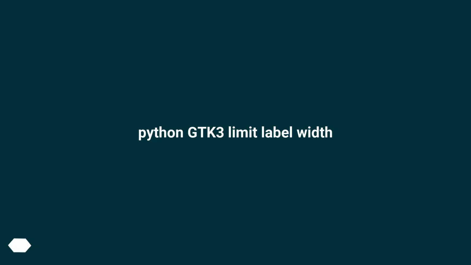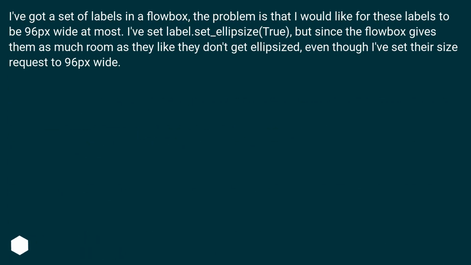Python GTK3 limit label width. I've got a set of labels in a flowbox. The problem is that I would like for these labels to be 96 px wide at most. I've set label.set_ellipsize true, but since the flowbox gives them as much room as they like, they don't get ellipsized, even though I've set their size request to 96 px wide.